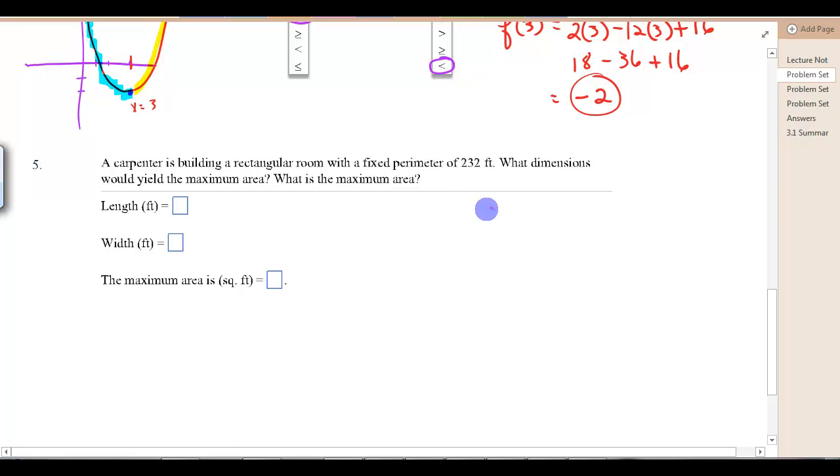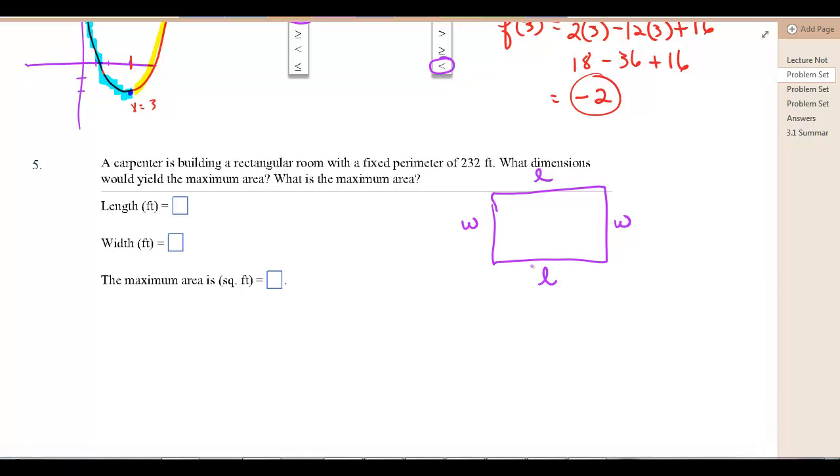So the first thing that I would do would be to draw a picture. And we don't know anything really, except that we have 232 feet to use to go around this room. All right, but we could divide that 232 a lot of different ways. What way is going to give us the biggest area inside?